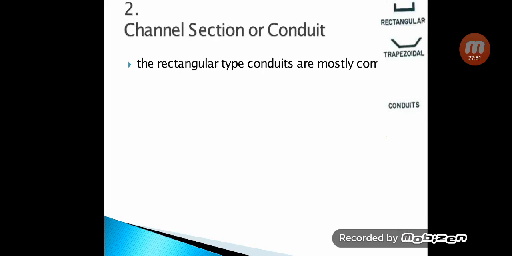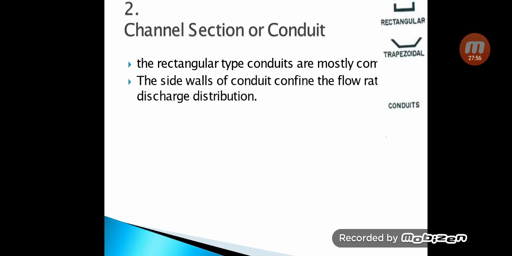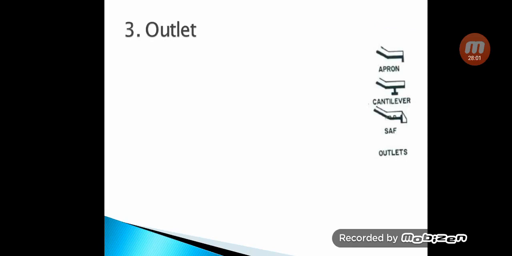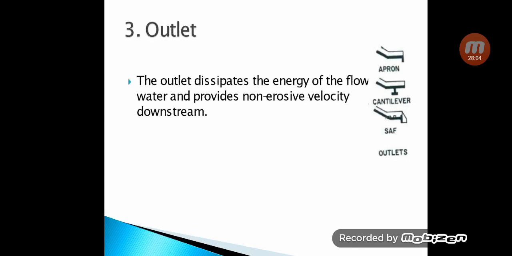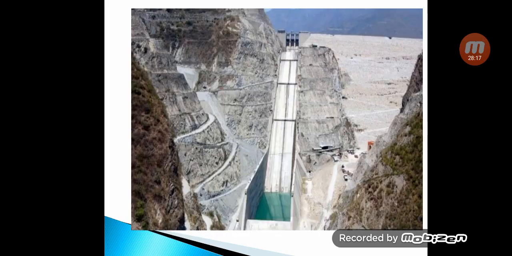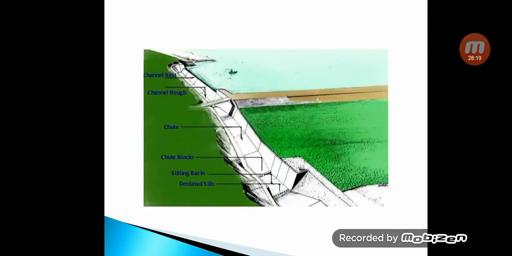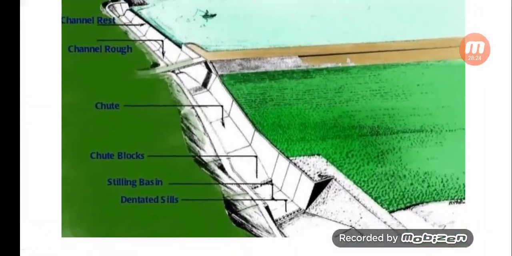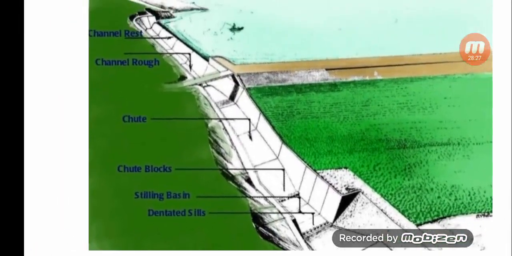Second is the channel section or conduit. So rectangular or trapezoidal conduits are used. Third component is the outlet. The apron, cantilever and SAF outlets are used. The straight apron type outlets are most commonly used in small gully control structures. So this is how the chute type structure, gully control structure works.